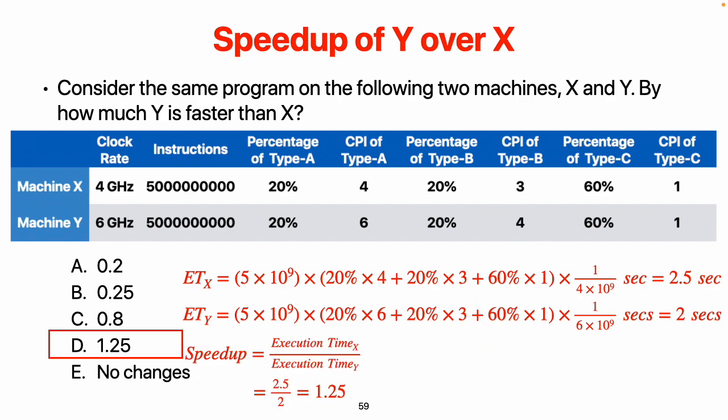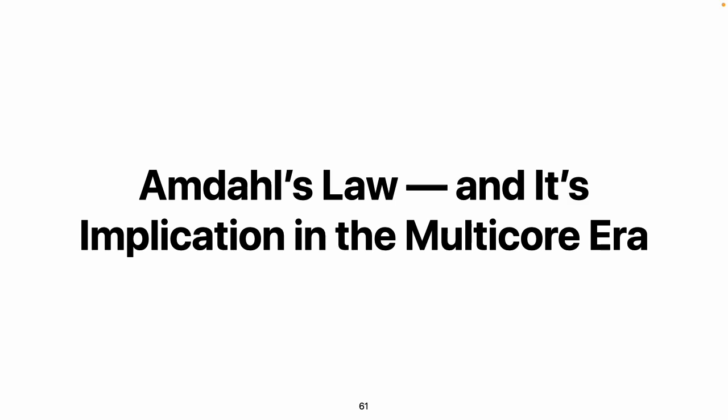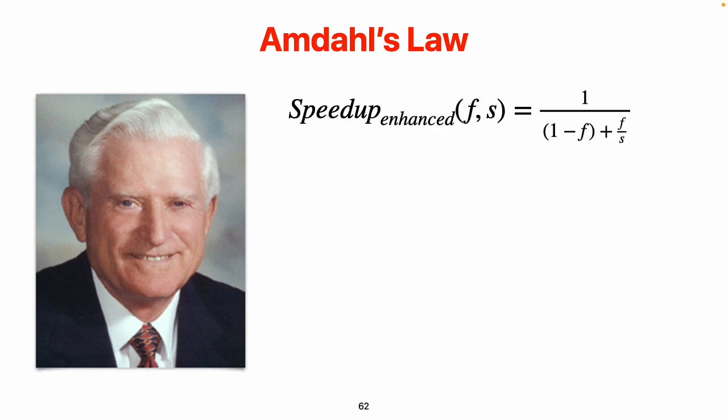All right. Okay, so the first takeaway here is that the quantitative approach in calculating the speed up is actually execution time X over execution time Y. Now, in the readings, you are reading this paper, Amdahl's Law and its implication in the multi-core era. So we are introducing another law. So we have been talking about several different people in computer architecture, right? We have talked about the oldest one, John von Neumann. We have been talking about Gordon Moore. And another one we are going to talk about is Amdahl. And he is actually an entrepreneur.